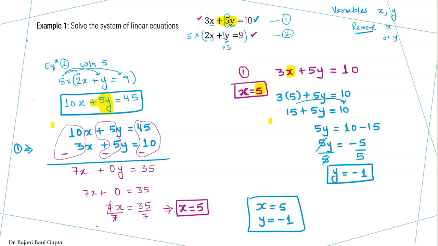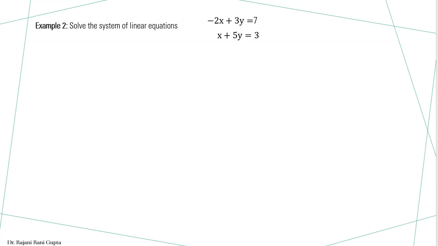Okay, this is how you solve it. You can check if you got the answer correct or not, because when you substitute the value of x and y here, either in 1 or 2, you get the left side equal to the right side. Okay, now let's go to the next example.